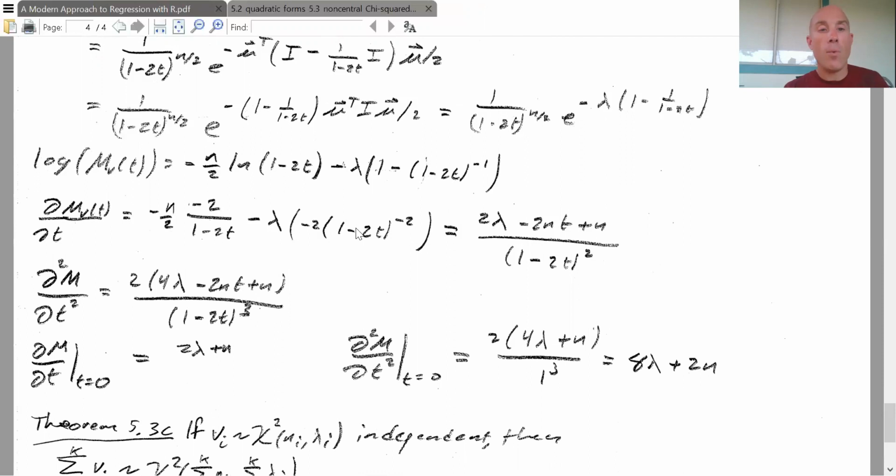So now I'm just going to take a second derivative. Oh, sorry, here, this is where I'm at. I take a derivative, I get this. And if I plug in 0, you'll see that I get the value I was looking for previously. If I take the derivative again, I get this. When I plug in 0, I get exactly what I'm looking for, 8 lambda plus 2n. So here we've computed the expected value 2 ways, and then we computed the variance just 1 way, which isn't too shabby.